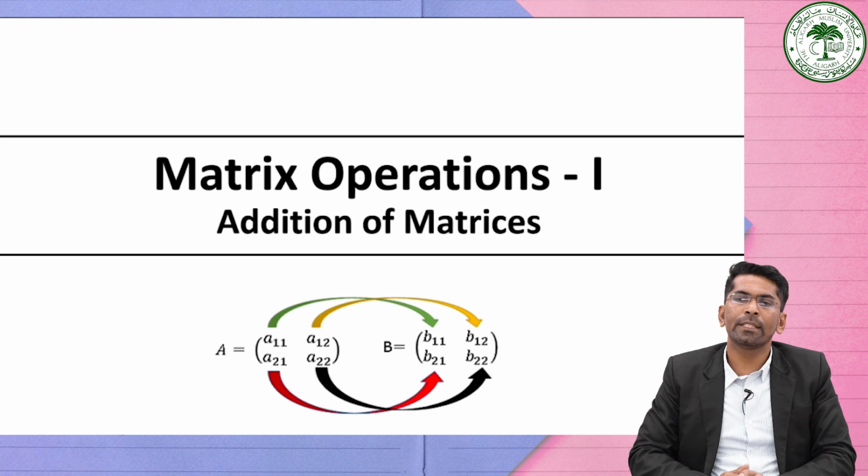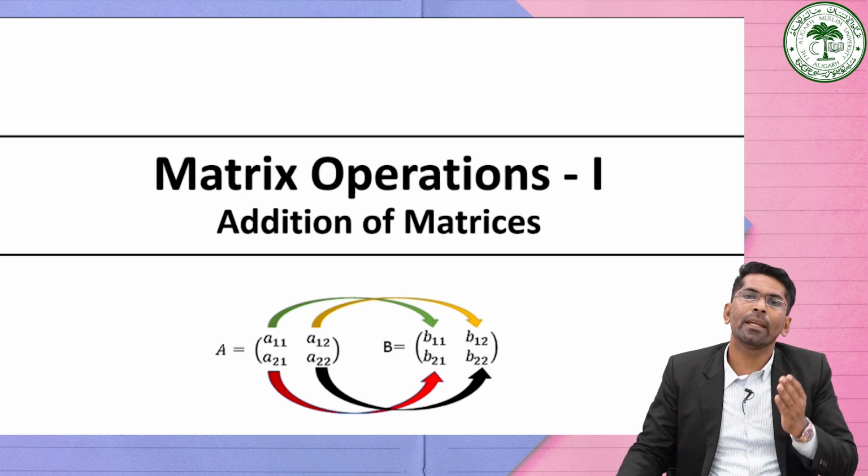Today we are going to discuss matrix operations. A matrix operation refers to a mathematical operation performed on the given matrix. These operations mainly include addition, subtraction, multiplication and various other transformations. Today we will discuss operations like matrix addition and subtraction, and then we will also discuss scalar multiplication.